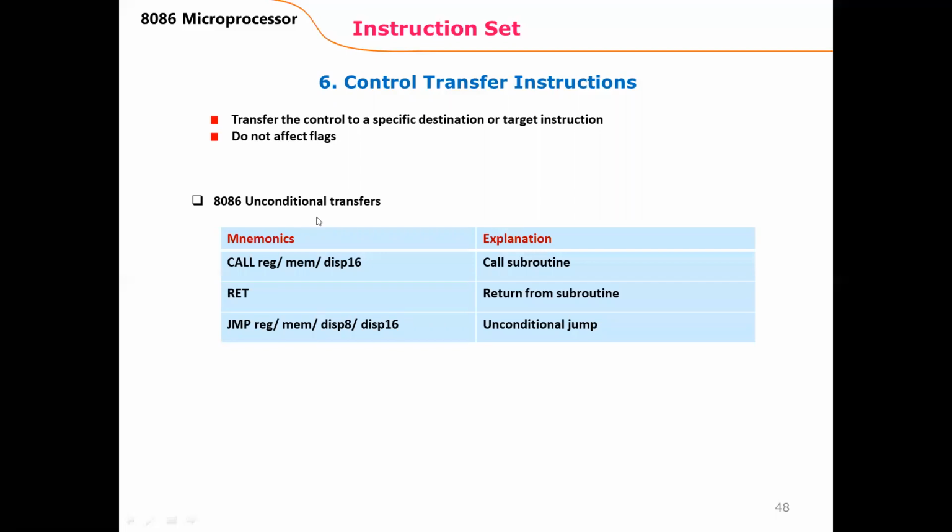So we can have two kinds of jumps: conditional jump and unconditional jump. Unconditional jump means the processor doesn't need to check the status of any flag. If it is written as jump with some address location, then it will not check the status of any flag. It will directly jump the execution from that particular address to another address. Call and return are similar to what we used in the 8085 microprocessor. There is only a difference in format.